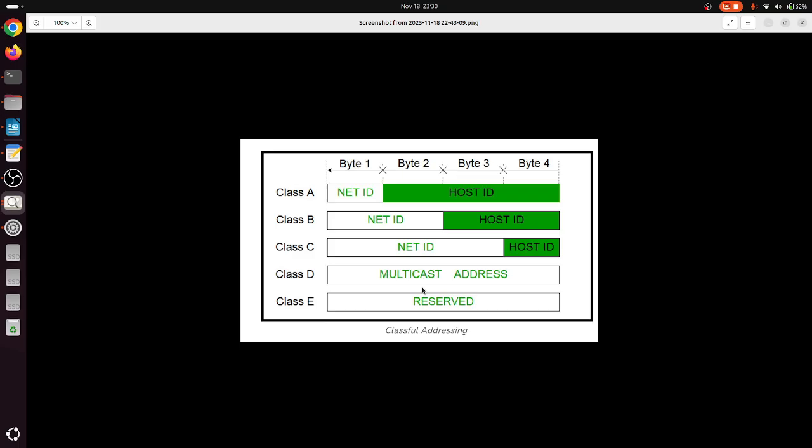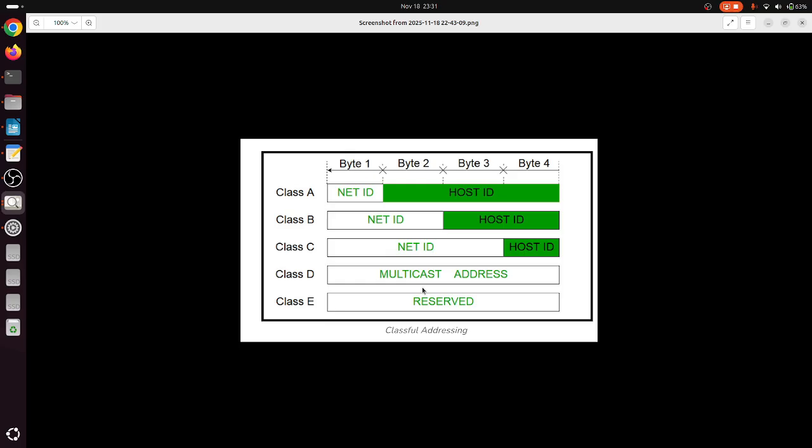For class A, socket A gives the information about the network number or network ID, and the rest, B, C and D, give the information about the host ID. For class B, the first 2 sockets give the network ID, and the later 2 give the host ID. For class C, the first 3 sockets give the network ID, and the last socket gives the host ID.